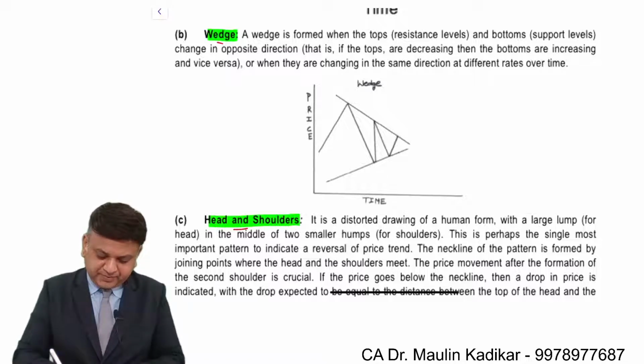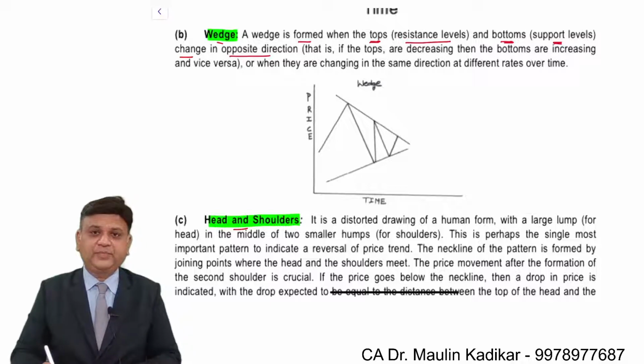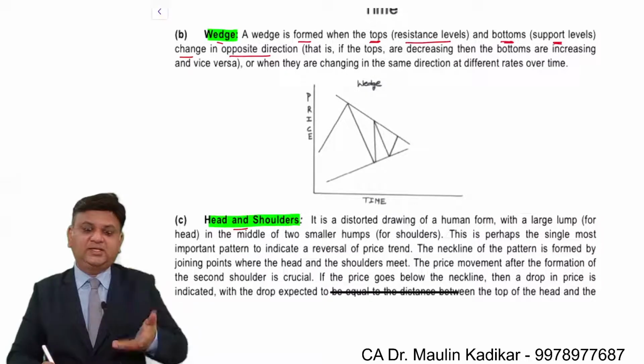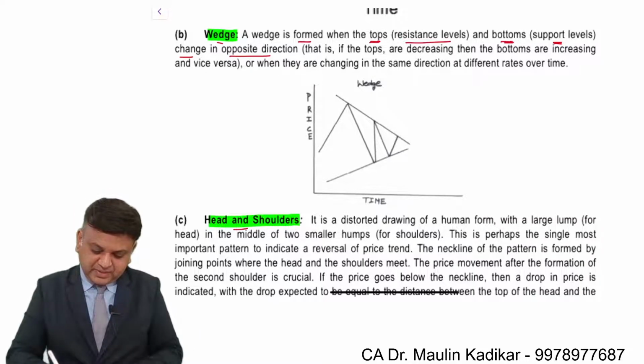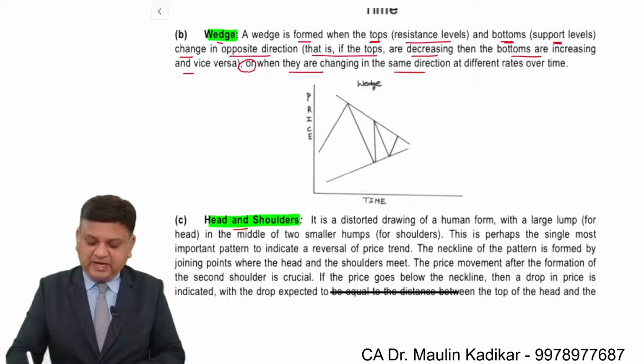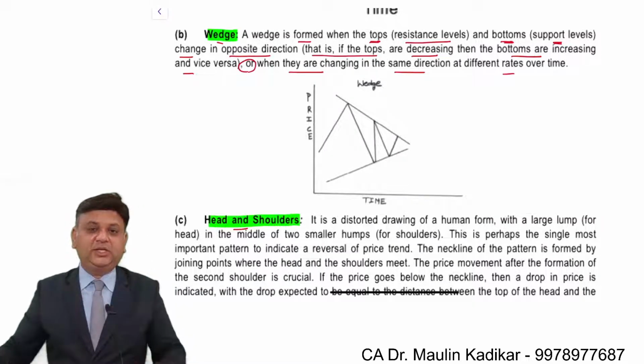Wedge: a wedge is formed when the tops resistance level and bottoms support level change in opposite directions. Means the resistance level is going down and the support level is going up. That is, if the tops are decreasing and the bottoms are increasing, and vice versa, or when they are changing in the same direction at different rates over time. This is a diagram for the wedge, wherein it is narrowing.